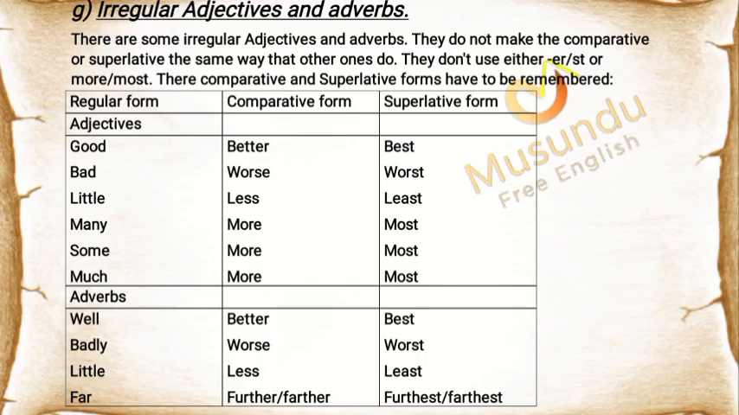Adjectives. Good, better, best. Bad, worse, worst. Little, less, least. Many, more, most. Some, more, most. Much, more, most. Adverbs. Well, better, best. Badly, worse, worst. Little, less, least. Far, further or farther, furthest or farthest.